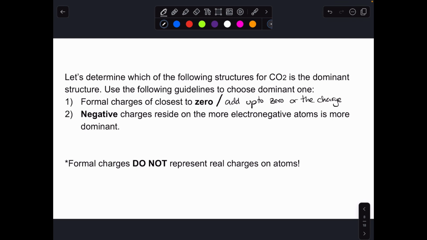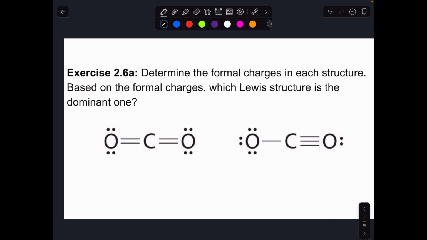Okay. Now, when they're not zero, you want the negative charge to reside on the more electronegative atom. So remember our trend for electronegativity. Here's our periodic table again. It goes like this. So the more electronegative atom should have the negative charge. Okay? All right, let's see how that works.